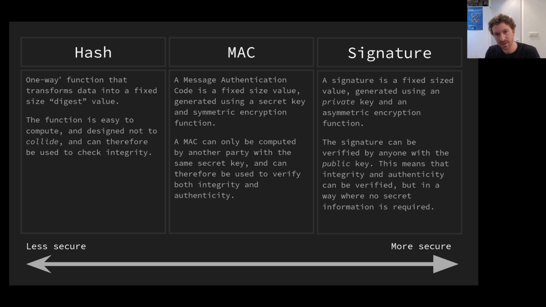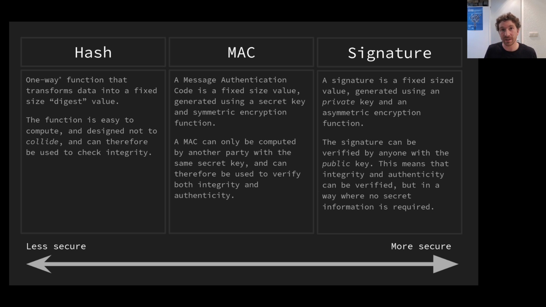So for that, to move on to the next step of more security, we have to use something called a MAC. A MAC is a message authentication code, and it's another fixed size value, just like a hash, and we generate it using a secret key and a symmetric encryption function. So this is what we're going to be doing, right? This is what we're going to do with AES. We're going to take our message, our firmware.